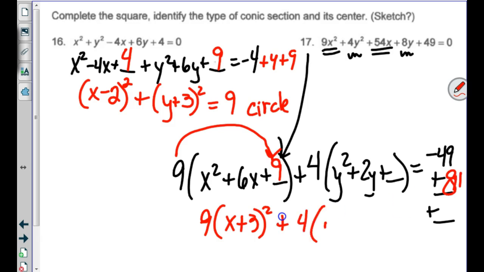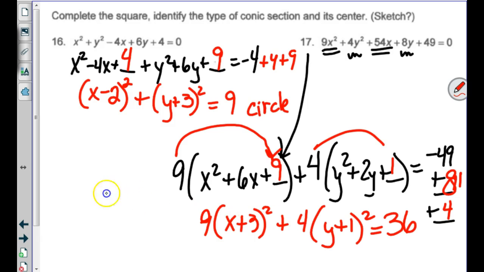And here we have 4. y plus 1 squared is 1. 1 times 4 is 4. I have no idea what that comes out to. I'm guessing 36. Okay. I'll tell you how I did that, because it had a 9 and 4 here, and I knew we were going to need to divide, so it was going to probably come out nice.